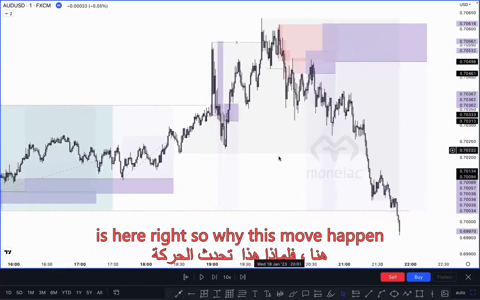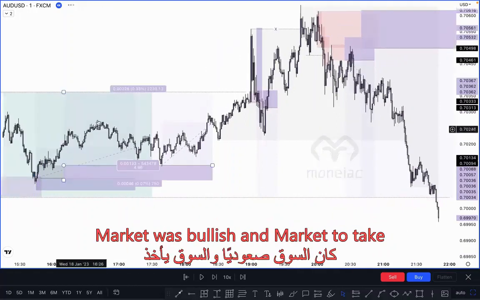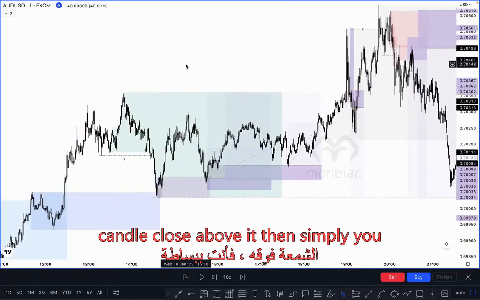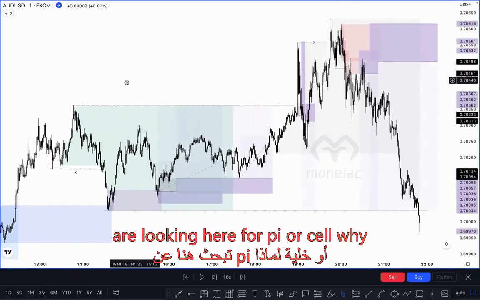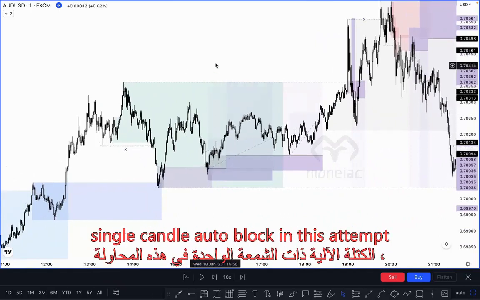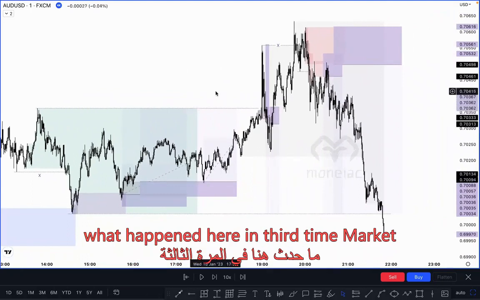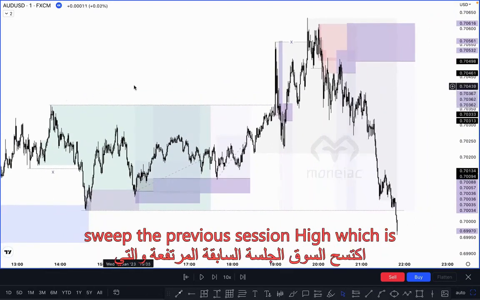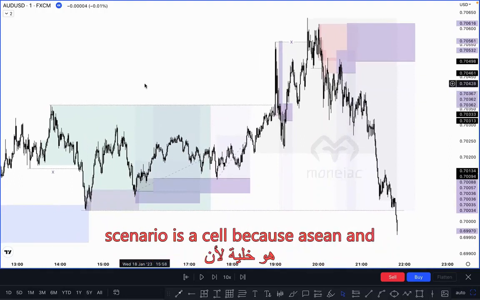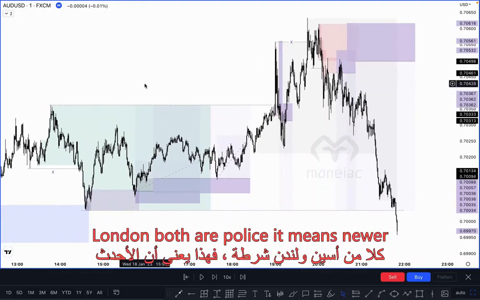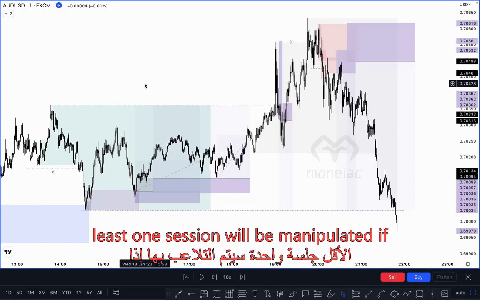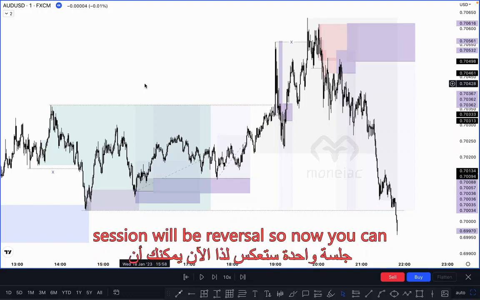So why this move happened here? You have to understand. First thing, market was bullish and market break the previous session high and candle close above it. Then simply you are looking here for buy or sell. Why? Because market taken out the inducement tap on the order block and based on the single candle order block. In this attempt, what happened here in third time, market sweep the previous session high, which is an indication that market actually looking for the sell. And another possible scenario is a sell because Asian and London both are bullish. It means New York can give you reversal move. In a day, at least one session will be manipulated. If two sessions are continuation, then one session will be reversal.